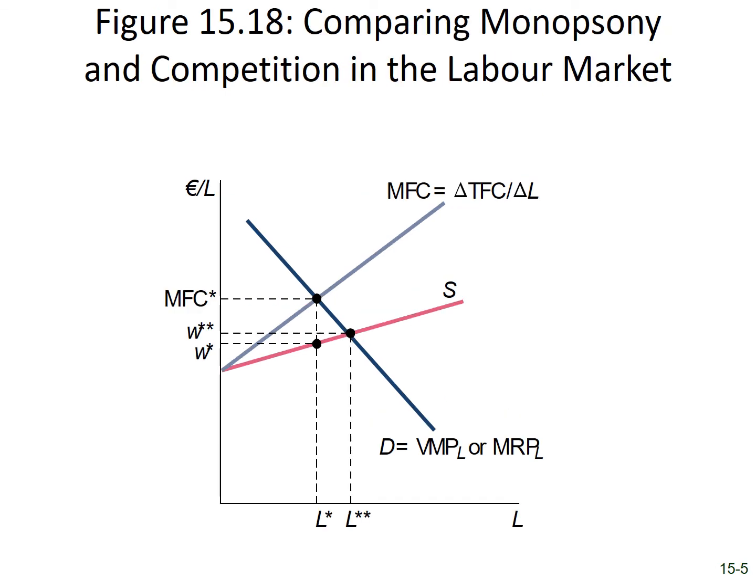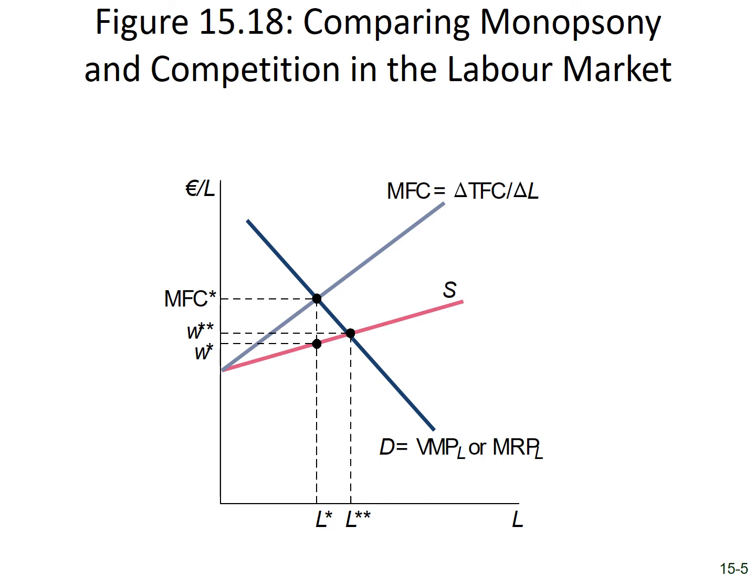Figure 15.18 compares the monopsony and the competition in the labor market, so these two different environments. Here, notice that the wage that workers would earn if there were several employers competing for labor would be higher. It would be at W star star, whereas when it's a monopsony, the wage that is offered is equal to W star.